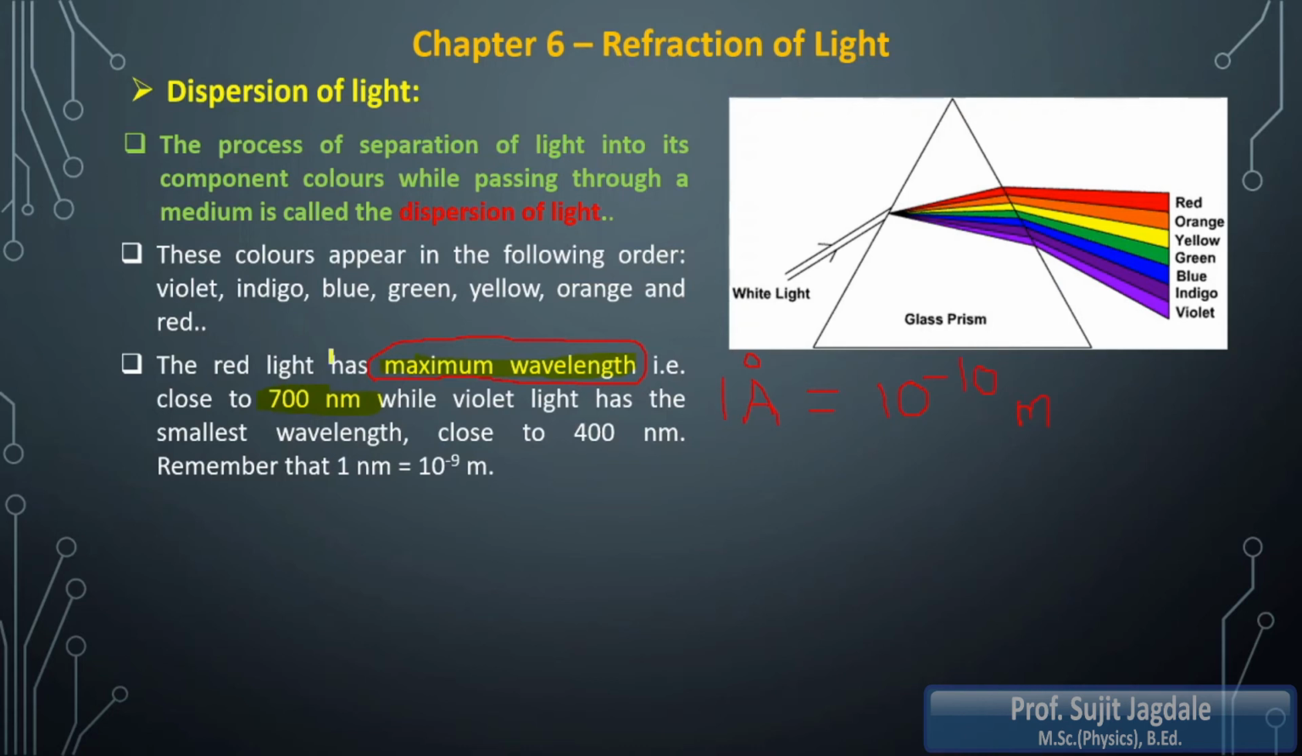So just remember which color has the maximum wavelength. Red color has the maximum wavelength, and opposite to that, violet color has the smallest wavelength, which is close to 400 nanometer or 4000 Armstrong unit. Here you have to remember the conversion: 1 nanometer is equal to 10 raised to the power minus 9 meter, and 1 Armstrong is equal to 10 raised to the power minus 10 meter. Generally wavelengths are given either in Armstrong units or in nanometers, so you have to remember both these conversions.